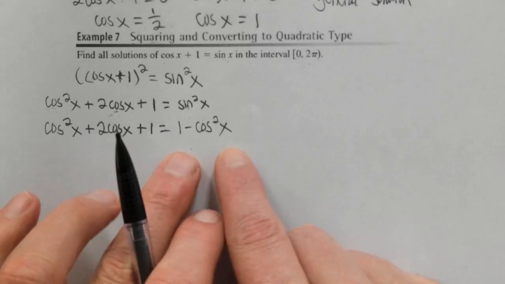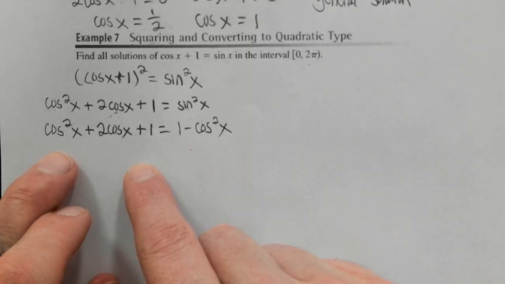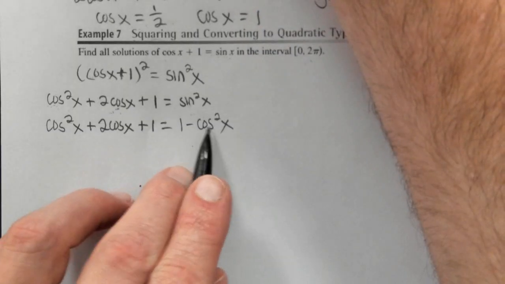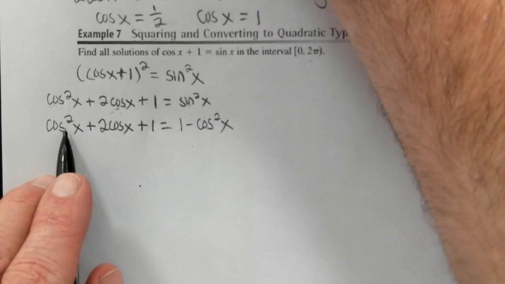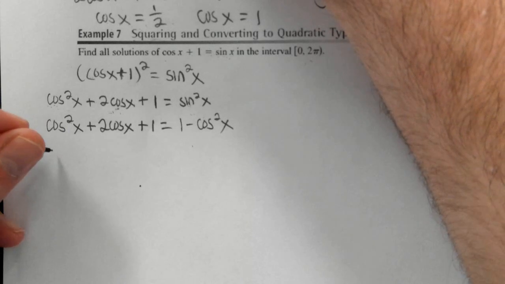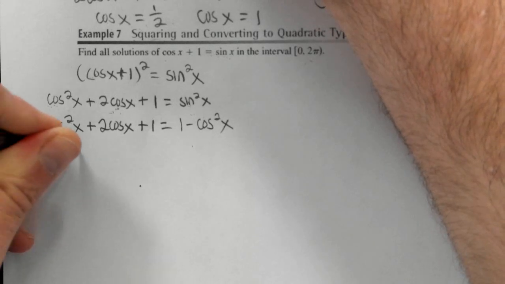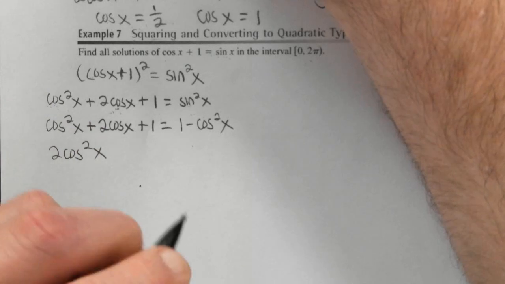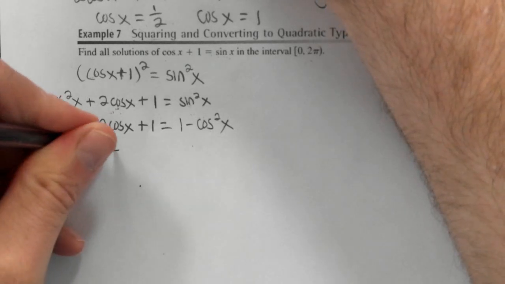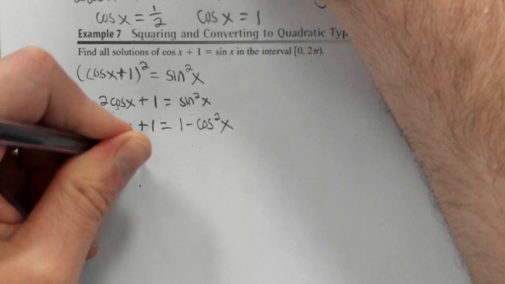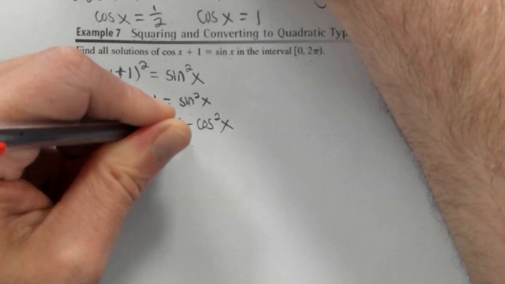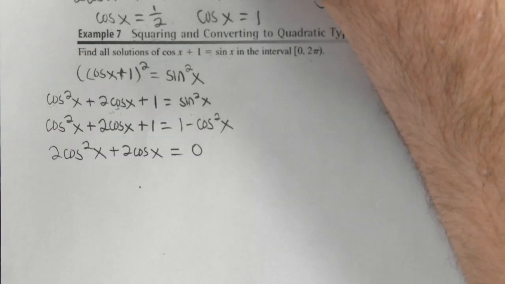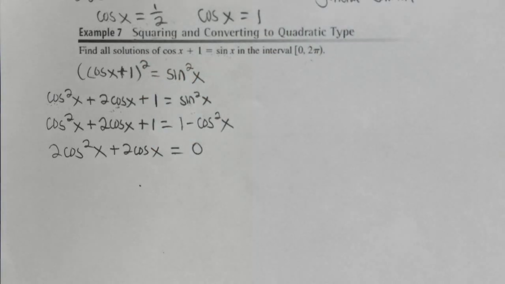If we get all these terms set over to one side, that would help us some. So I'm going to move this cosine squared over and change it to plus. When I've got cosine squared plus cosine squared, that's going to make 2 cosine squared x. The plus 2 cosine x is still here, nothing's changing with that. The 1 comes over and is 1 minus 1, which is now gone. So here's where we're at when we move those terms over.